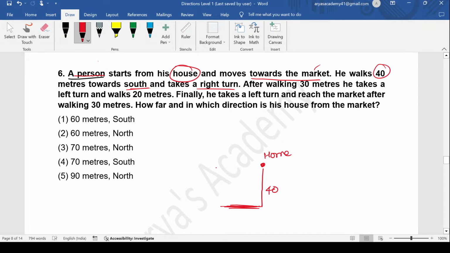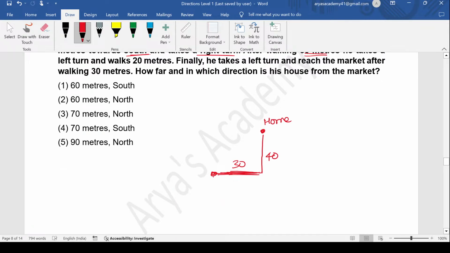He turned right after walking for 30 meters. So after turning right, he has gone for 30, and he is now here. He takes a left turn. If he turns right, he goes towards north. If he turns left, he has to come down. So he is coming down. He turns left and walks for 20. So this value is 20.